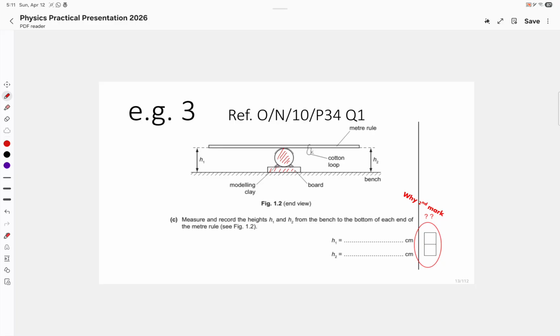Then you have to find the heights h1 and h2. And see here, you have two boxes. It means the examiner is expecting 2 marks for writing the values of h1 and h2. If you just apply your common sense, if a ruler is balanced on a support, the edge height, either from the left hand side or the right hand side, must be, just as an example, a rough value like 3.9, or maybe 3.8, or perhaps 3.9 and 3.9.